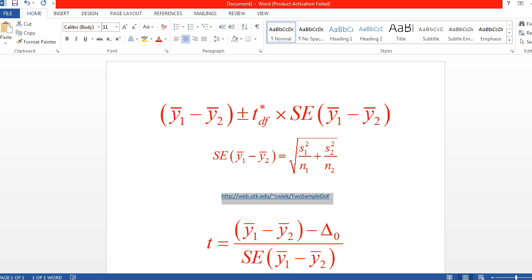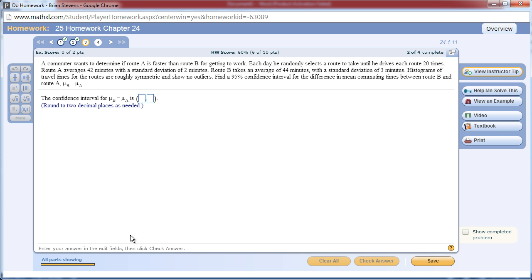So with this problem, bring up the problem. A commuter wants to determine if route A is faster than route B for getting to work. Each day he randomly selects a route to take until he drives the route 20 times. So n for each one is going to be 20. Route A averages 42 minutes with a standard deviation of 2 minutes. Route B averages 44 minutes with a standard deviation of 3 minutes.